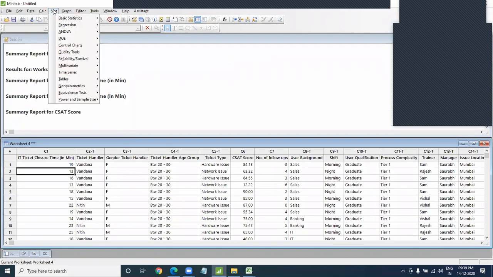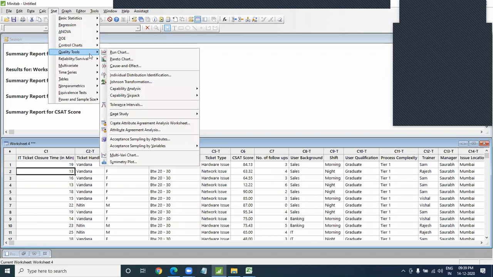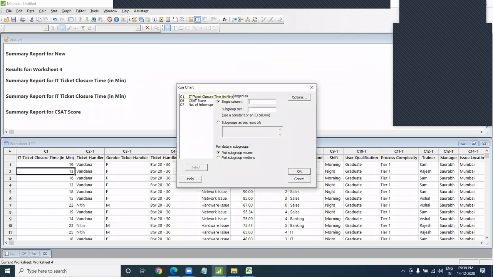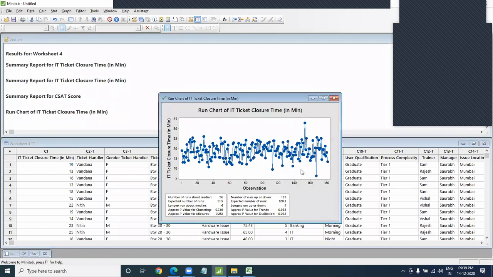Go to Stat, then Quality Tools, and the first one is Run Chart. We click on Run Chart. Ticket closure time is what I want to check. It's asking me for the subgroup size. Single subgroup, one data point at a time, single column. So my subgroup size is 1. I selected the data and the subgroup size, 1. Click OK. Now let me quickly show it to you.